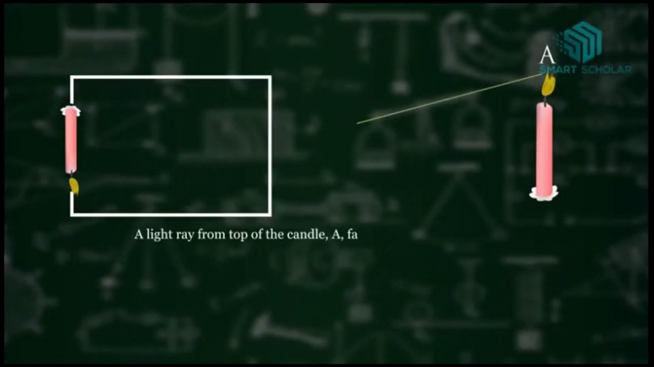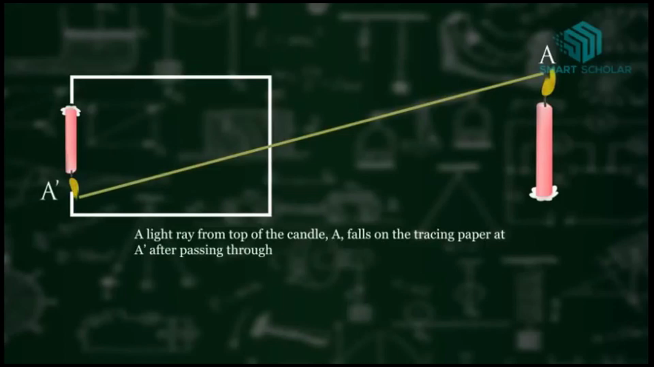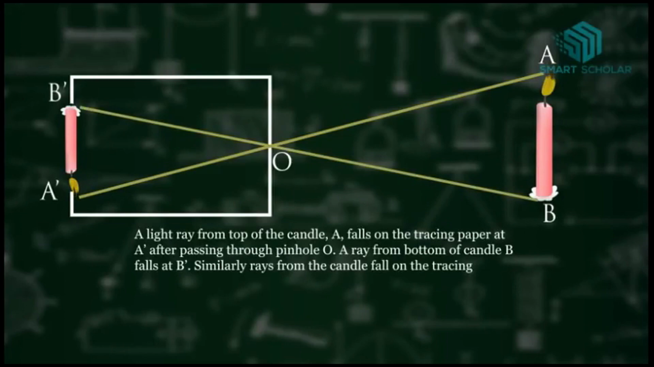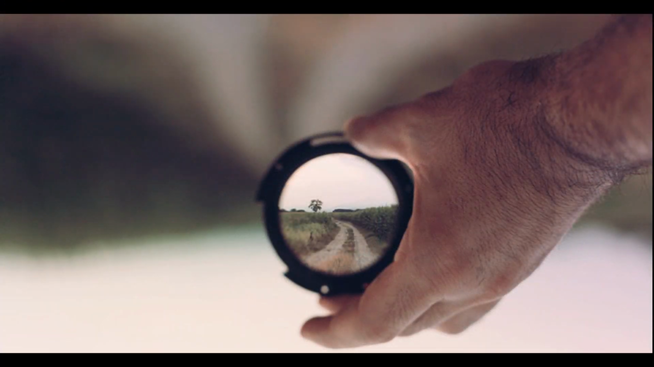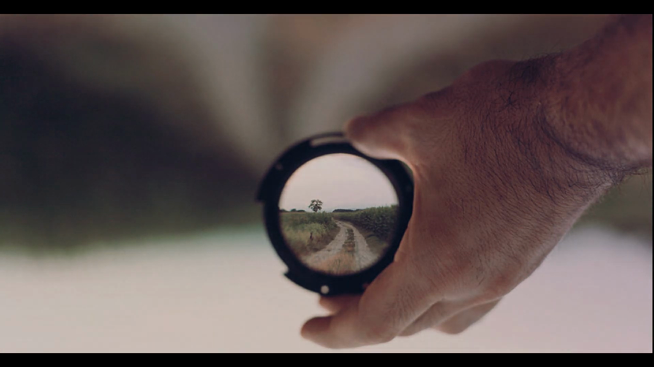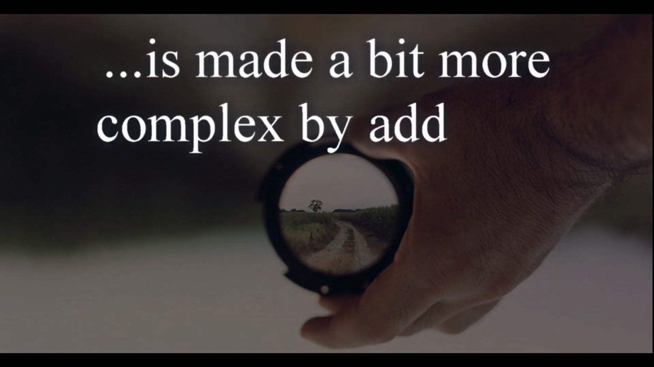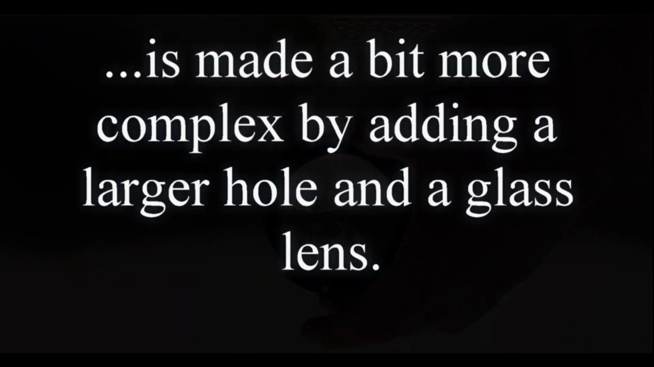The stream of light through the pinhole was always in focus, no matter how far away the image plane was. When a glass lens is introduced, it gathers more light as the hole is now larger. But the light is not always in focus, so there is a trade-off, and the simple lens or hole of the pinhole camera is made a bit more complex by adding a larger hole and a glass lens.